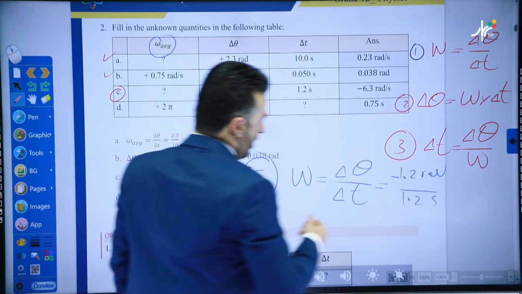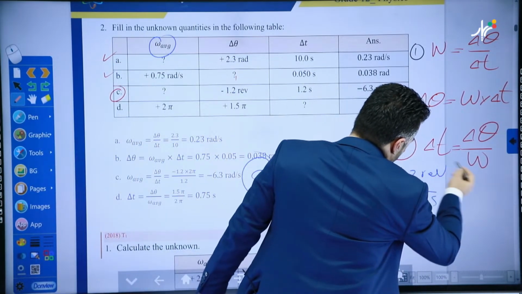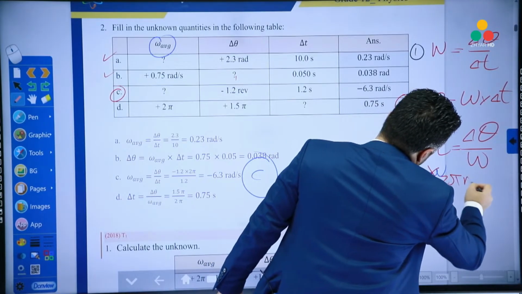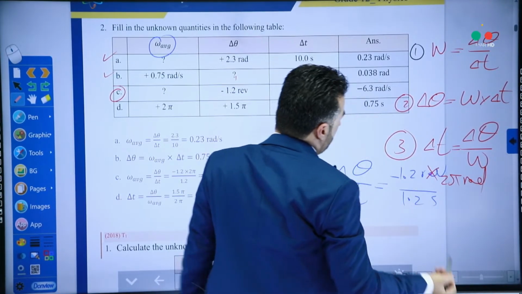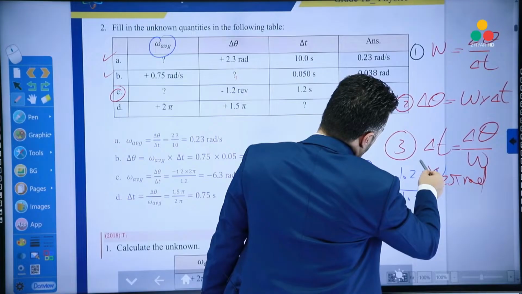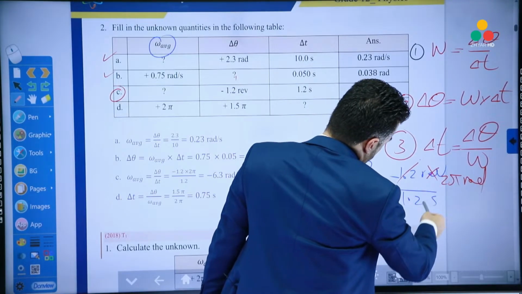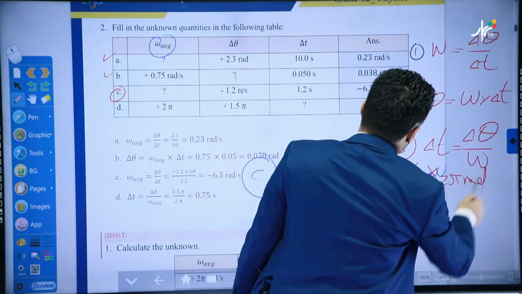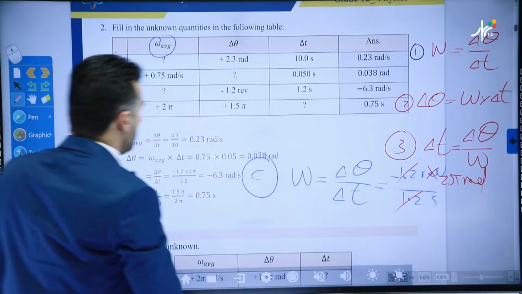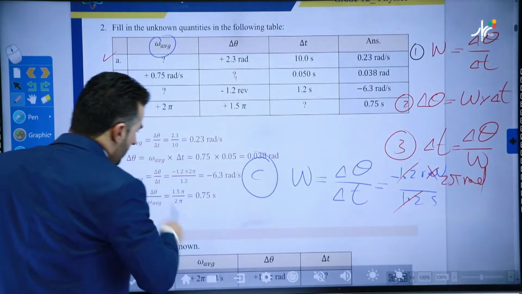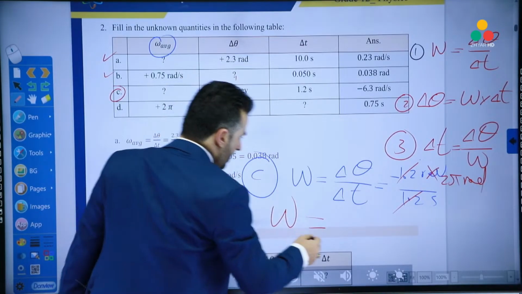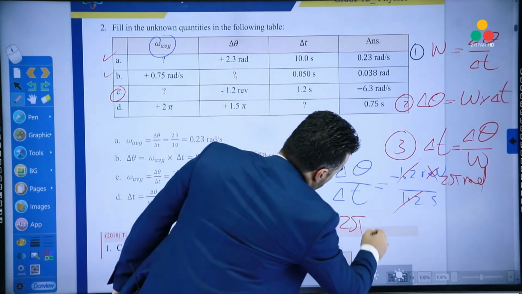I believe by now you know how to convert this. So instead of this revolution, can I say 2 pi radian? Yes. Now all you need to do is just simplify the two. So this 1.2 cancels out with 1.2, so we're left with negative 2 pi radian. So the answer is, angular speed is negative 2 pi radian per second.